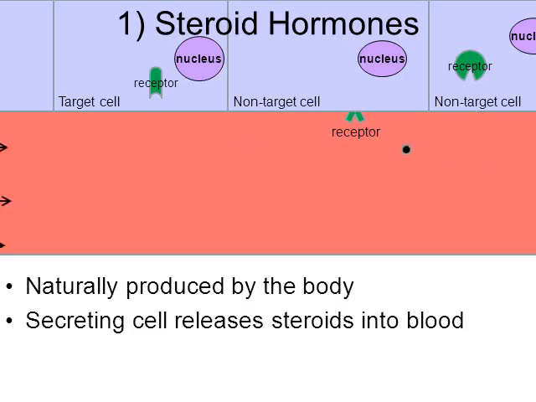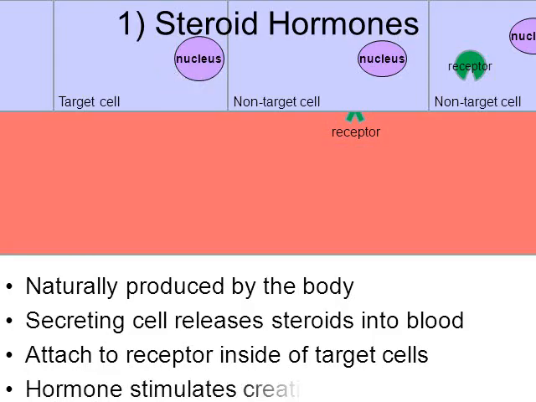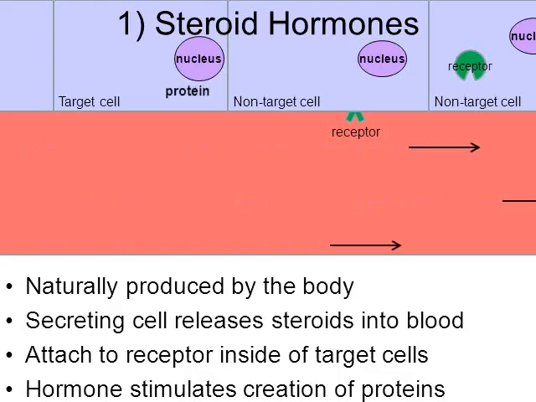Sometimes the receptor is on the outside of the cell, sometimes the receptor is on the inside. So what happens is in this case, steroid hormones are going to attach to receptors that are located inside of the target cell. In our animation, a black dot representing the steroid hormone just attached to this receptor. Well, what happens next? The receptor and the steroid hormone go into the nucleus and the hormone will attach to a gene, a DNA gene. Remember, a gene is simply a segment of DNA, and a gene helps to code for the creation of a protein.